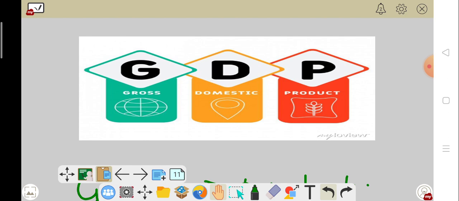History of GDP. The first basic concept of GDP was invented at the end of the 18th century. The modern concept was developed by the American economist Simon Kuznets in 1934 and adopted as the main measure of a country's economy at the Bretton Woods Conference in 1944.